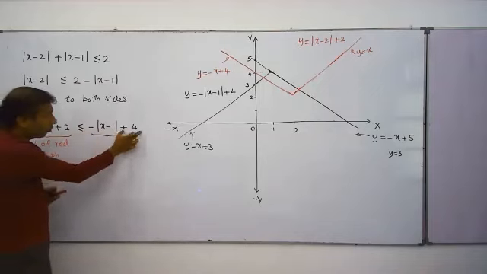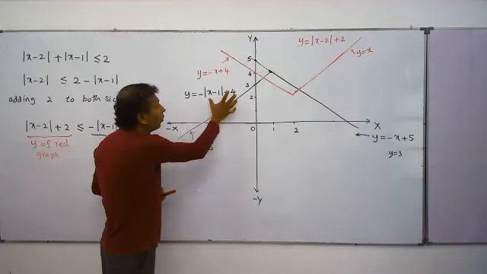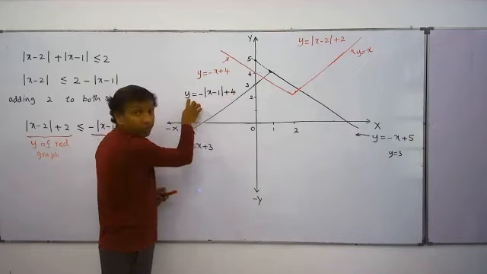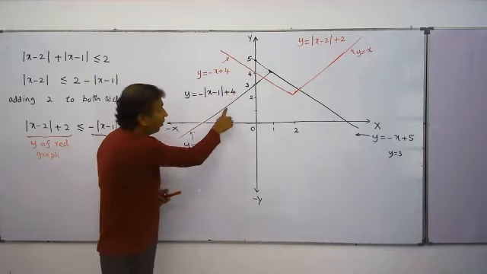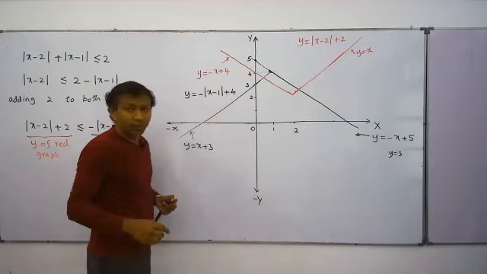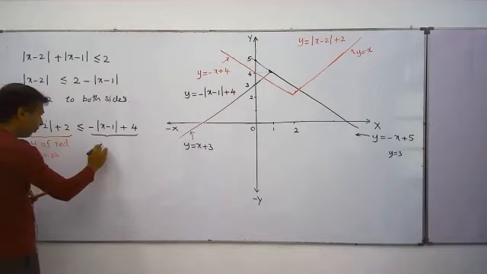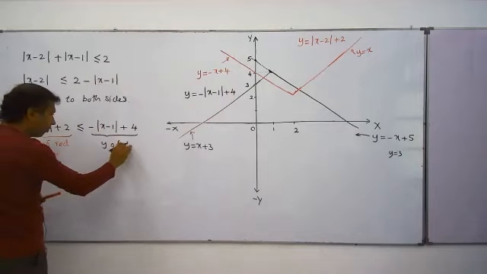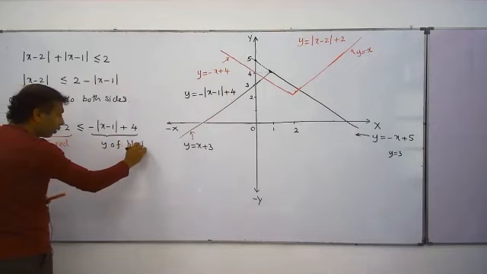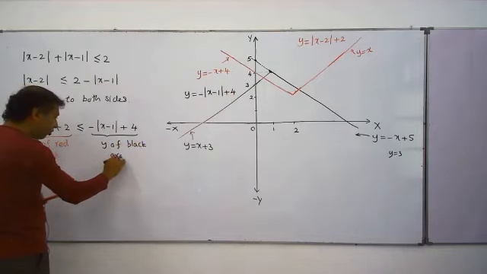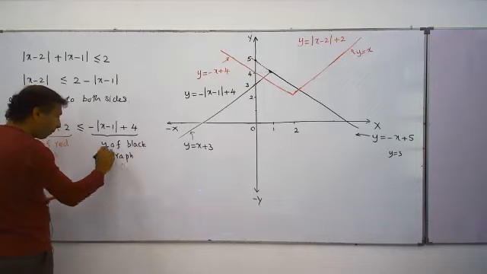Mod x minus 1 plus 4 means, people, this. But that is equal to y, no. Y means what? The height. This height or this depth. Or y of black graph. This is y of black graph. Right. Y of black graph. Understood?